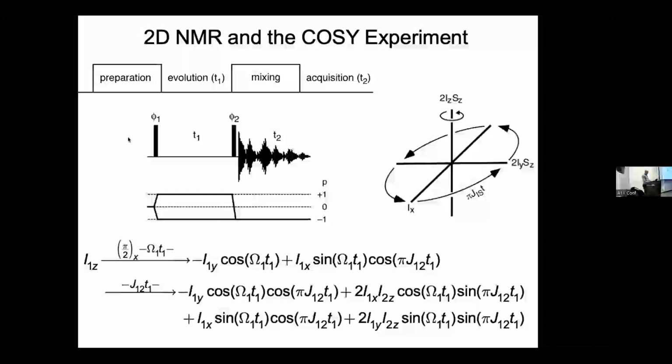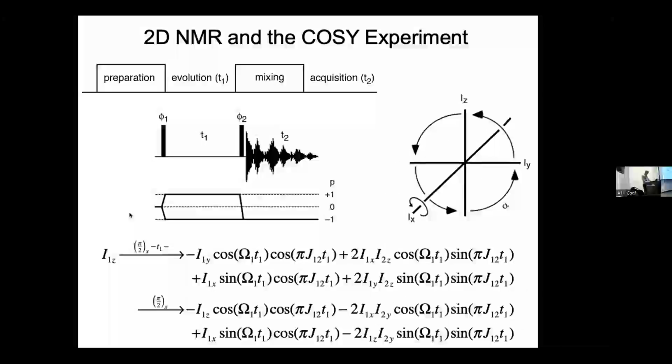So here is the mixing pulse, and I've taken it to be another X pulse. You can see I have them designated phi1 and phi2 because I might change their frequencies during the experiment, but for right now, we're just calling them phi1 is X, phi2 is X. And then I just work my way through term by term.